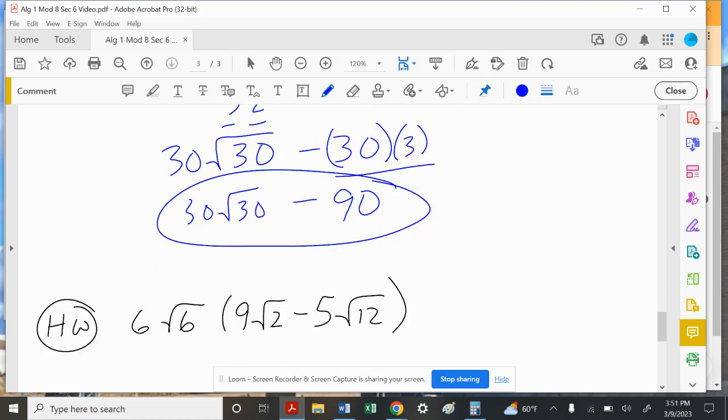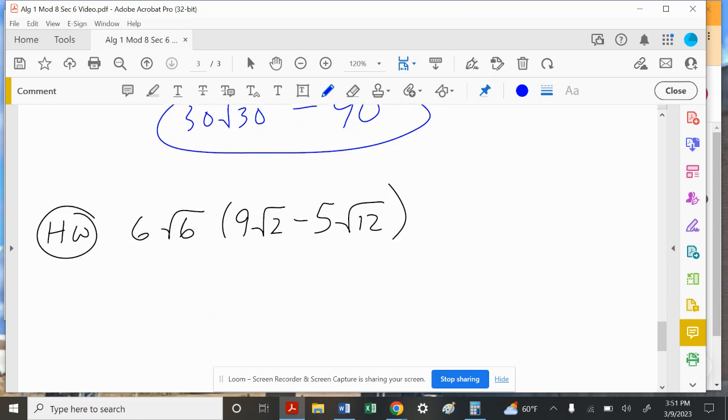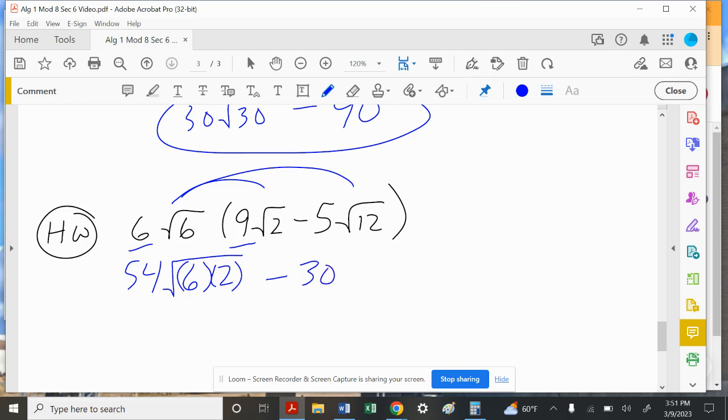Okay. And last problem, distribution again. 6 times 9 is 54. That's this 6 and this 9. 6 times 2, I'm going to leave that as 6 times 2. Minus 6 times 5 is 30. 6 times 12 is 6 times 12. We're going to leave that alone.